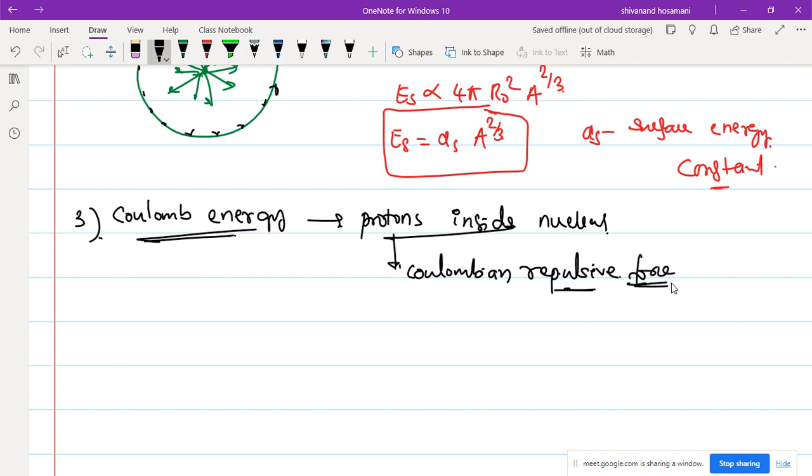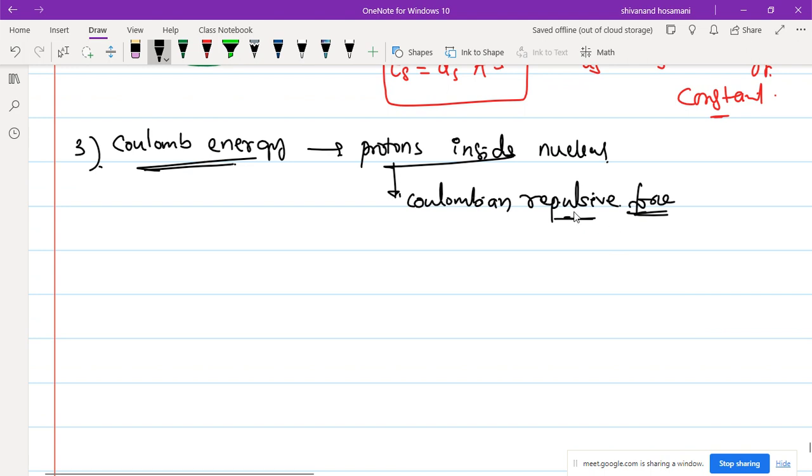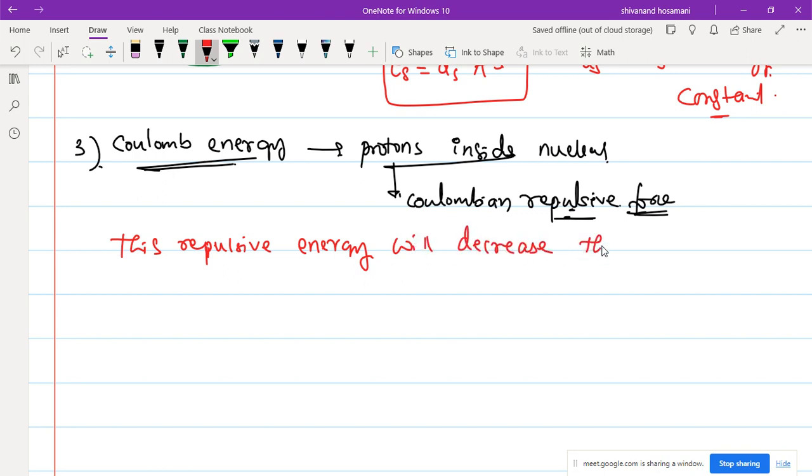As the Coulombian repulsive force increases, its binding energy decreases, right? So this repulsive energy will decrease the binding energy of the nucleus. Therefore, this term is generally defined like this. See, the Coulombian energy, EC, is equal to 3 by 5 times 1 by 4 pi epsilon naught, Z into Z minus 1 divided by R, into e square.